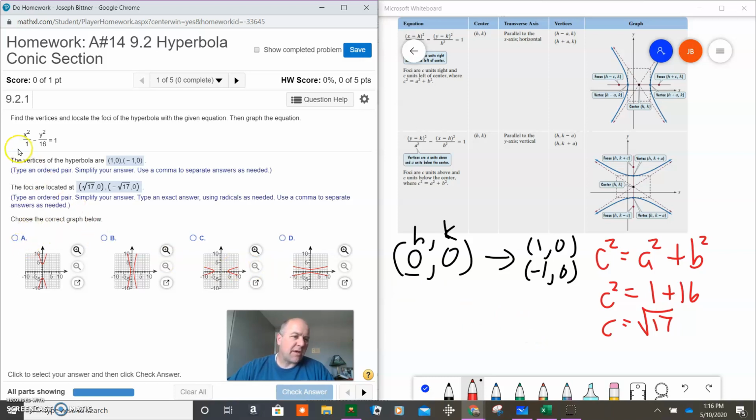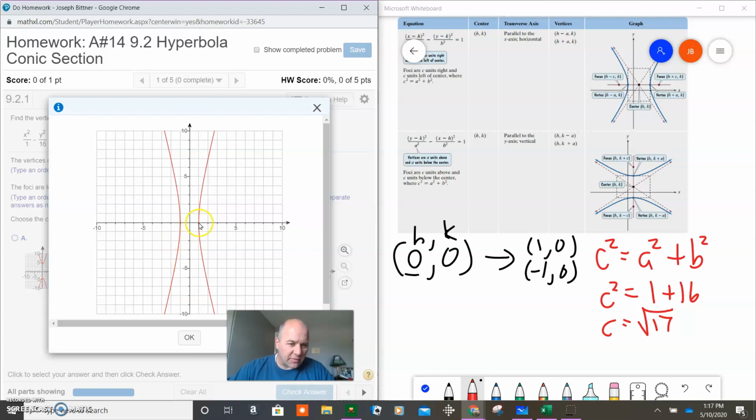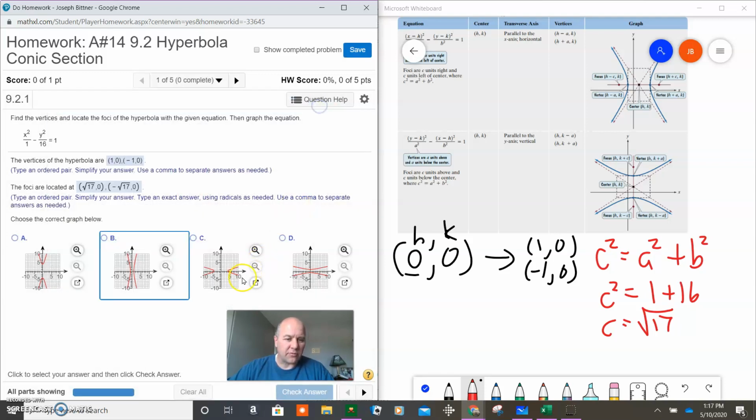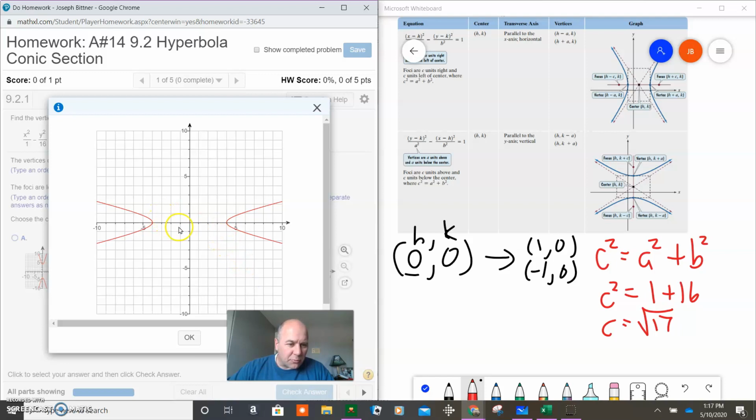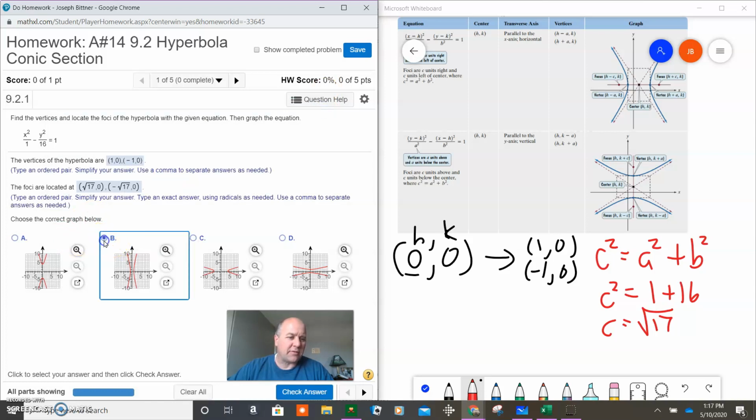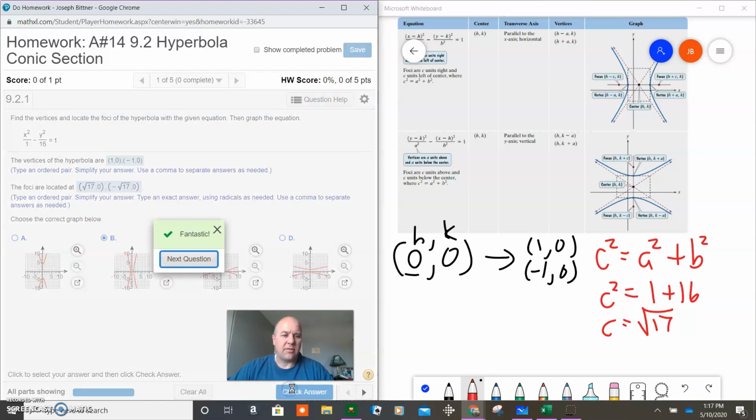And which one is the graph? Well, since x is the positive part of this, it has to go left and right. So there are a few of these I can start to eliminate. It's either B or C. When you look at it, we can actually make the graphs bigger. This one does touch at 1 and negative 1, so that does look very promising. If we make this one larger, it doesn't touch at 1 and negative 1. The vertices are where the hyperbola bends and turns in the other direction. So from those observations, that is the answer.